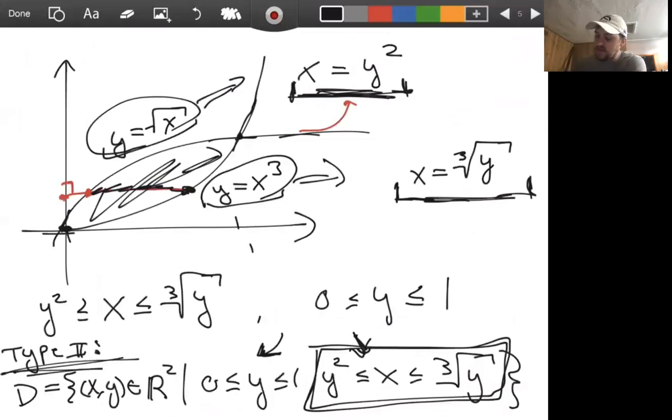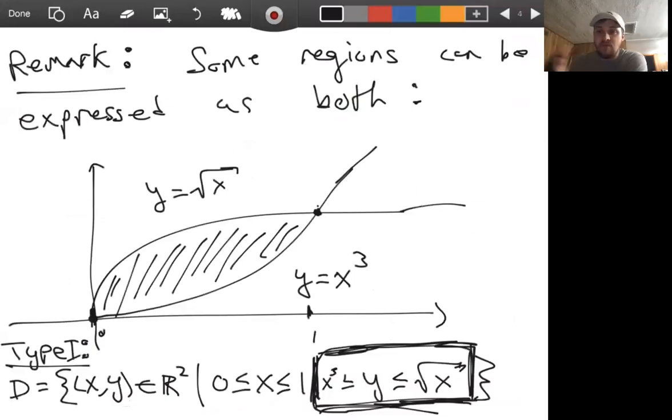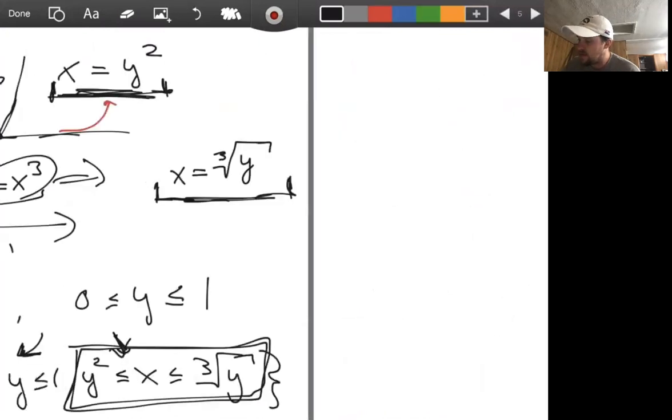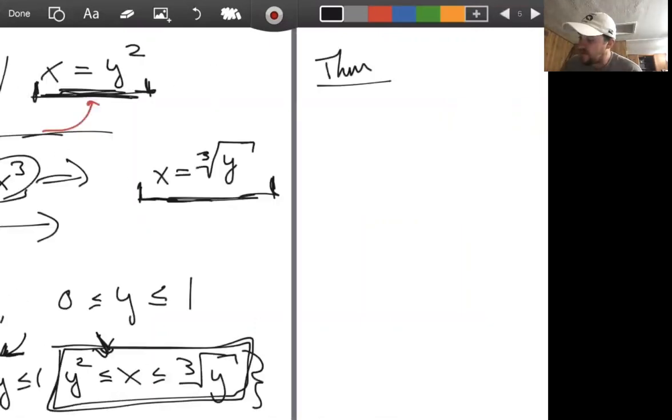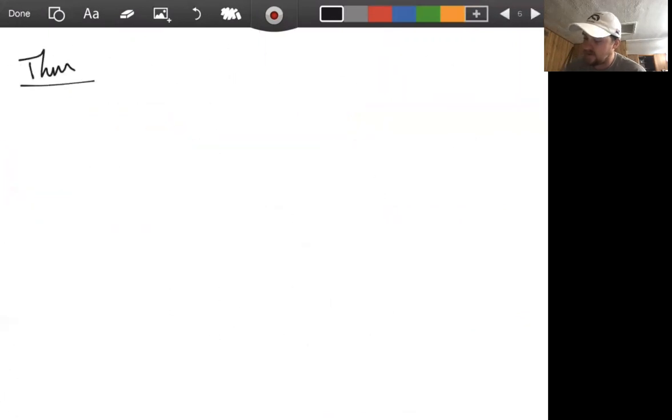But for now, it's nice to get comfortable with going back and forth between type 1 and type 2 regions before we even start talking about integration, because this is just set manipulation, basically, right? This is just algebraically expressing the same curves in terms of different variables. And so now let's discuss Fubini's theorem for integrals over these general types of regions.